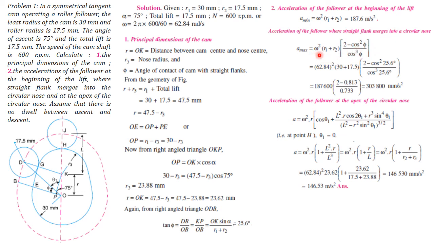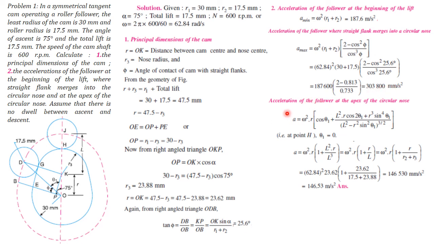So at point G, on the straight flank, the acceleration is maximum, and by that formula we can find the maximum acceleration by putting the value of phi. Phi we have already found here, and by putting the value of phi we will be able to know the maximum value of acceleration. Now phi is the angle turned during this motion on the straight flank, right, and theta becomes phi. So the maximum acceleration is 303 meter per second square, or it is 303,800 mm per second square.